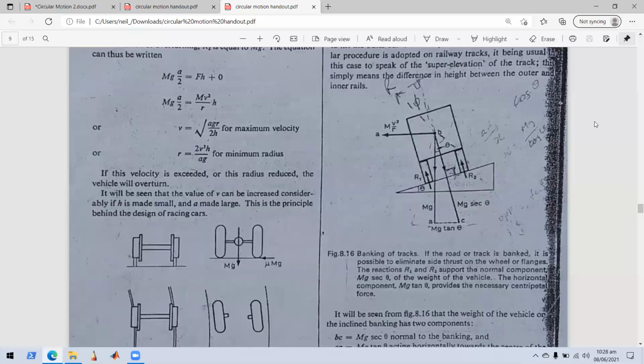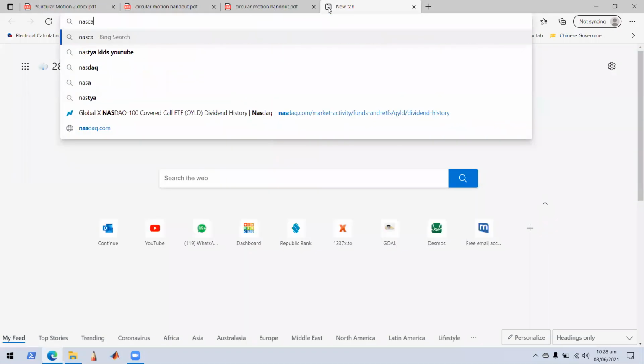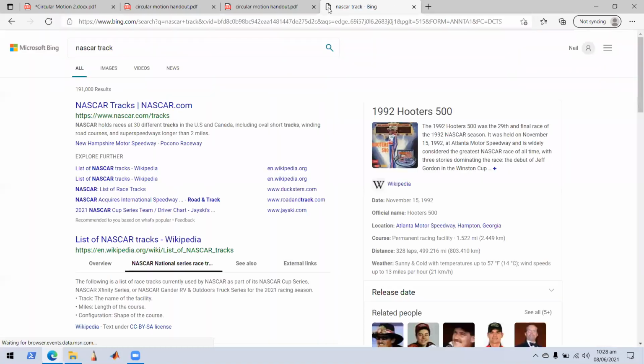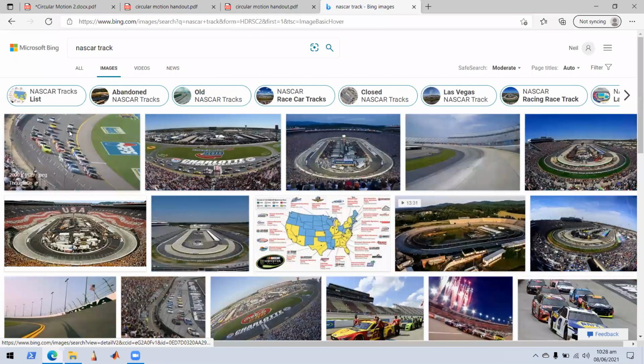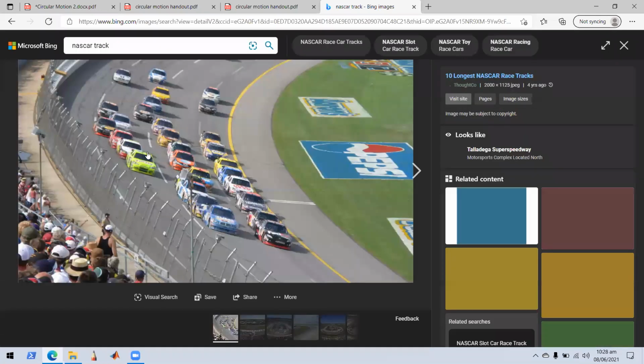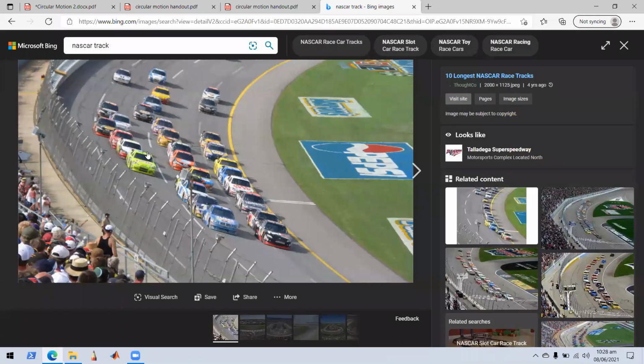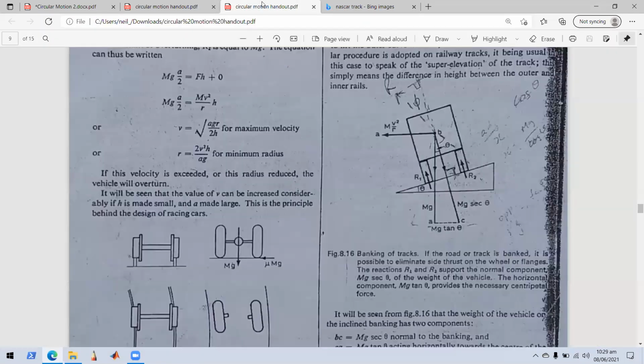So now, banking of the roads. Remember, banking is, as I was saying, like a NASCAR track. Let me see if I can get a picture. You see how the side of the road is elevated slightly? It's moving up; it has a slope. That's essentially what they're talking about with banked and unbanked roads.